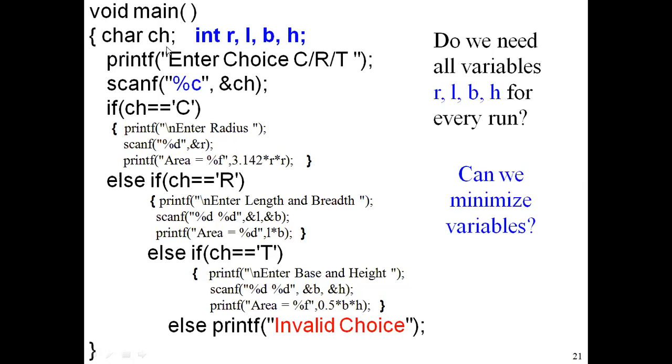You can do it on the next line if you want, not a problem. So R for radius, length, breadth, and base. For breadth and base, we can reuse variable B, na? Correct? So now the point is, for circle we have taken R, for length and breadth we have taken L and B, for base and height we have taken B and H. Correct? So do we really need all these variables?